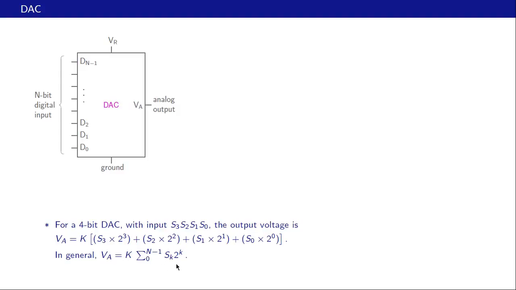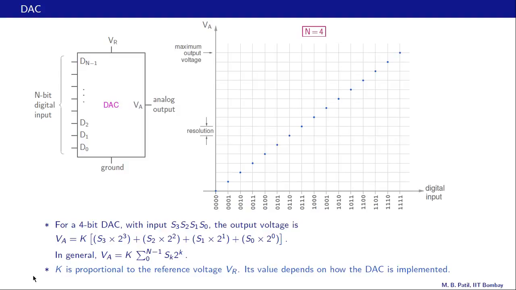So the important thing to notice here is each bit gets a different weight. The higher bits get a higher weight and the lower bits get a lower weight. And this scaling factor K here is proportional to the reference voltage VR, this one. Its value depends on how the DAC is implemented.